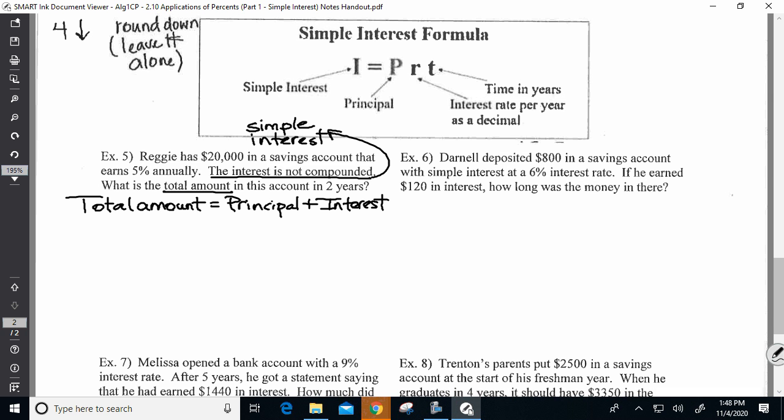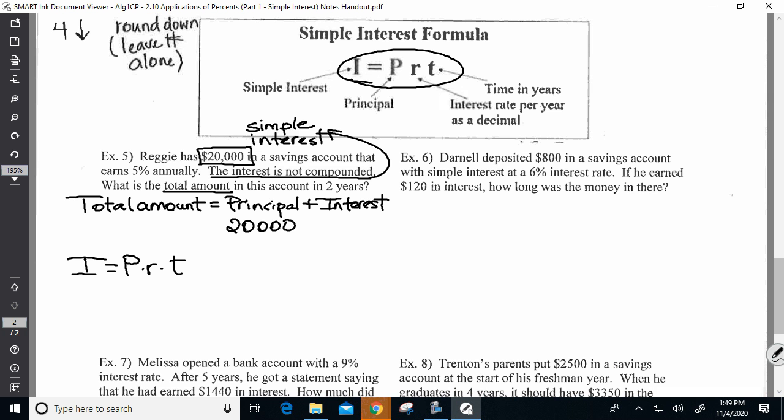So the principal part, we already know: $20,000. That's what you started with. The interest, well, we have an interest formula to help us get that. So now we've got to find the interest. We've got a nice little formula to help us out with that.